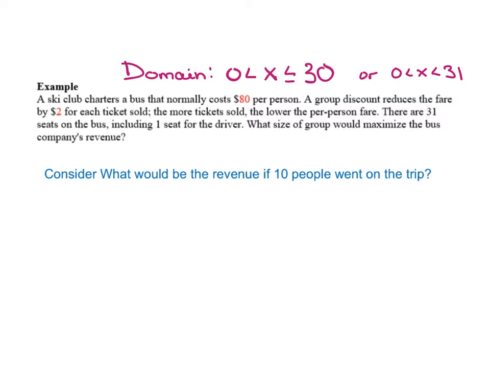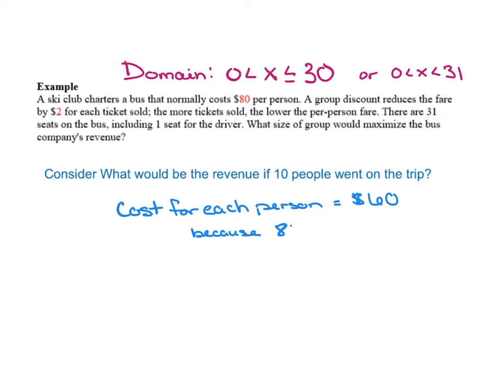Consider what would be the revenue if 10 people went on the trip. So we need to look at the cost per person. If 10 people go on the trip, it's going to reduce the cost by $2 for each person that's going on the trip. So we'll end up having $60 for each person. Since 10 people are going, it will be a reduction of $20. So 80 minus 2 times 10, or 80 minus 20.